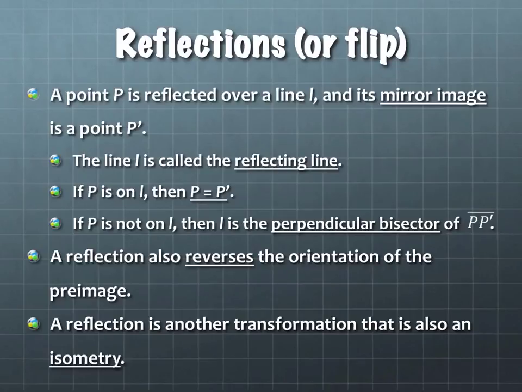If P is actually on L, it doesn't change, so P is equal to P prime. If P is not on L, then L becomes the perpendicular bisector of the segment PP prime. A reflection also reverses the orientation of the image.